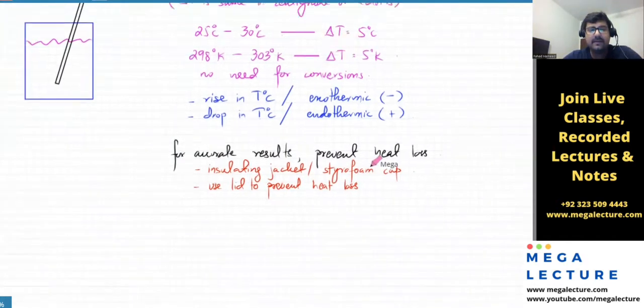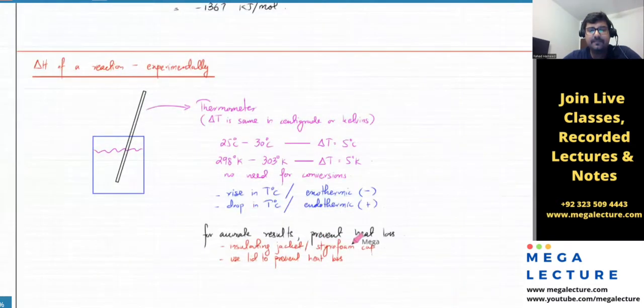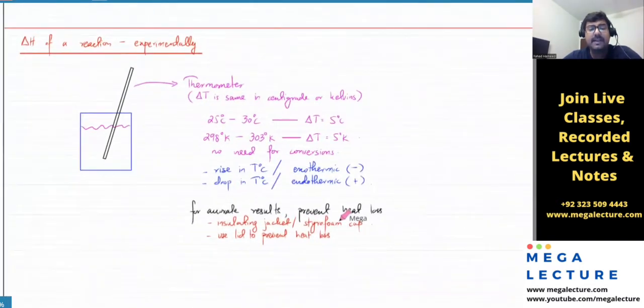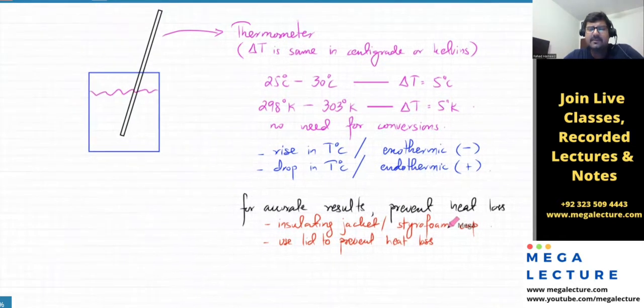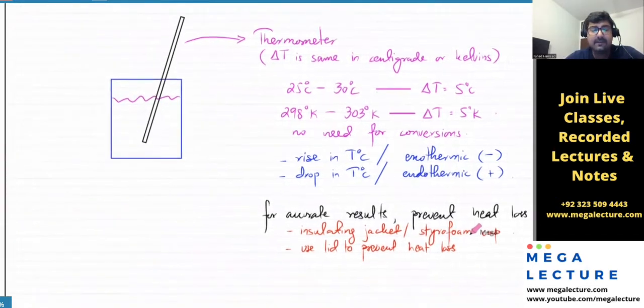If you're heating it, make sure that the heat loss is prevented. These are one and two. That's about it. No need to go into that much detail. You won't be asked a very detailed question on this. You'll get a question like, how can you make the readings more accurate? Just prevent heat loss. Give them one or two reasons how you could actually do that.